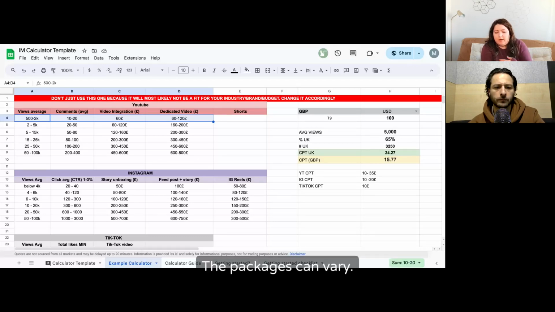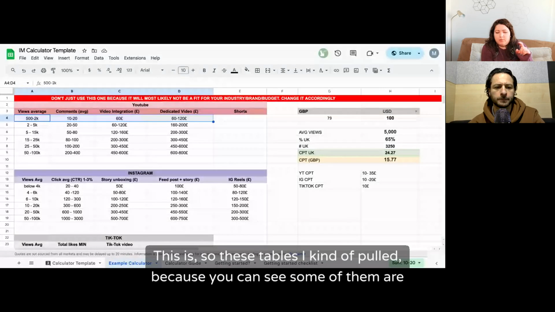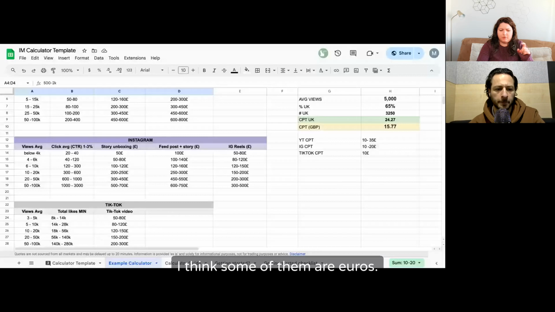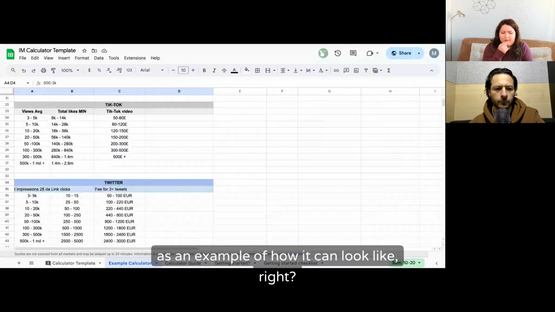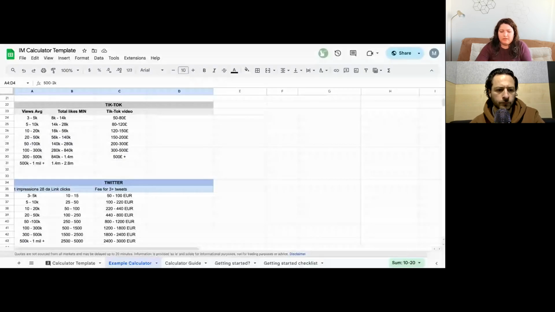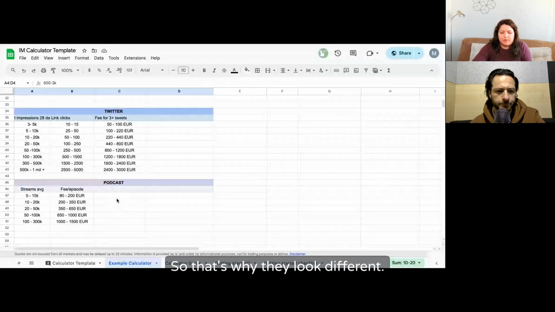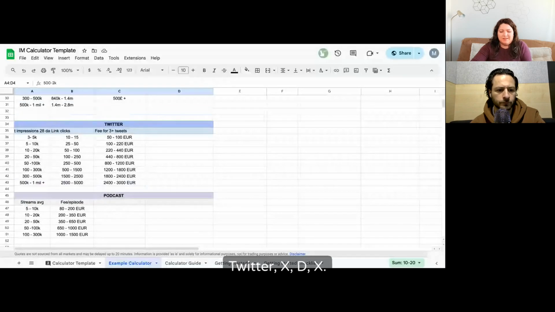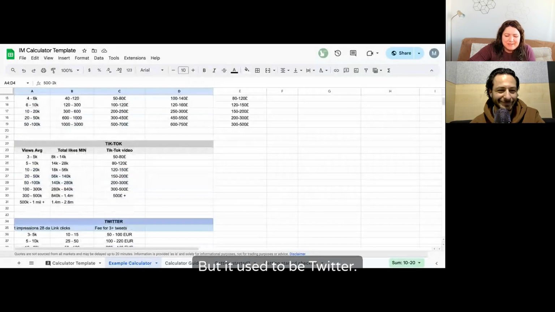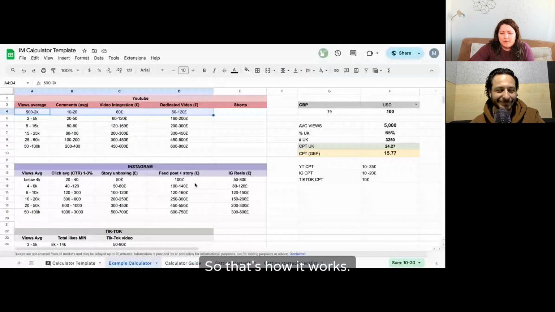The packages can vary. These tables I pulled because you can see some of them are in pounds, I think some of them are in euros. I actually pulled them from different projects I had and just put them in here as an example of how it can look, right? So that's why they look different. We also have podcasts. We also have Twitter, X, but it used to be Twitter. So that's how it works.